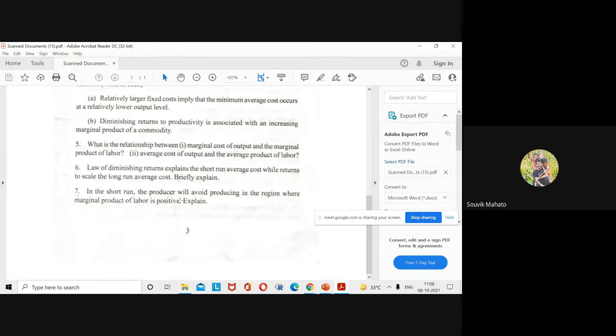Ma'am, if the producer avoids producing in stage one, then how will he go to stage two? No, actually he is not avoiding. He cannot stay there. Stage one is forcing the producer to be in stage two. As stage one is unstable, you cannot stay there. That is why the producer is not interested in stage one. You cannot fix your production in stage one.